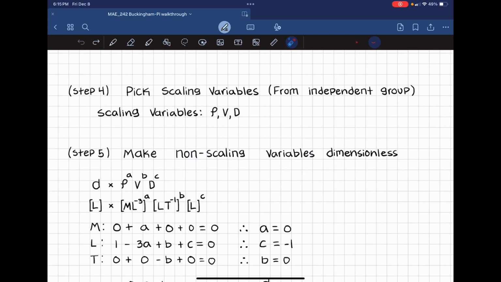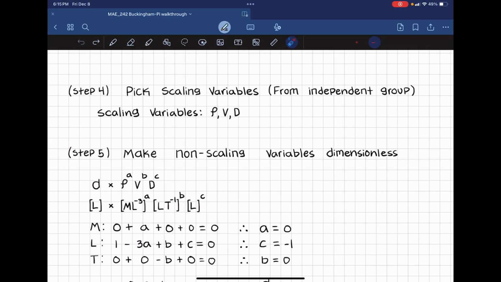The 5th step in this process is going to be to make our non-scaling variables dimensionless by multiplying them by our scaling variables to some power. And the power is what we actually have to find. And the way the general setup works is it's going to be like this. You're going to start with taking your non-scaling variable. In this case, we'll start with the dependent variable, lowercase d. We write that as times our scaling variables, and we write each of the scaling variables to some unknown power. In this case, it's a, b, and c.